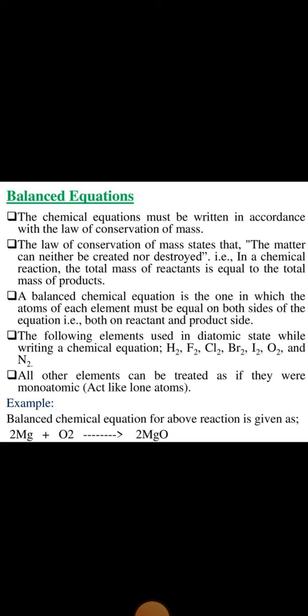So these are the different types of equations we write to represent chemical reactions. How to balance the equation and what the steps are, we are going to discuss in the next lecture. So this is all, students. Thank you everyone.